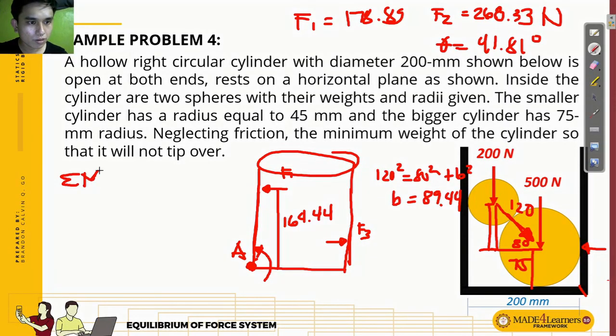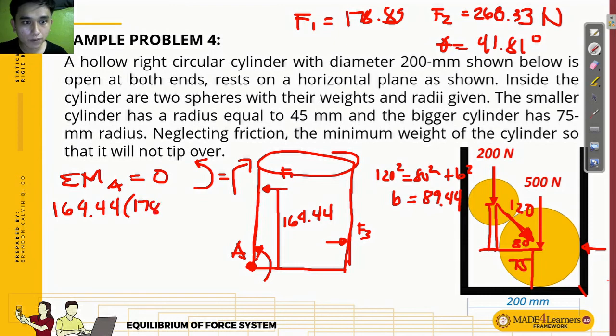Okay, summation of moment at A is equal to 0. So, naa tay counterclockwise. And then, ang clockwise niya, naa siyang F3. So, ang counterclockwise ani, class, which is 164.44, then naa siyang distance, no? Times yung force, F1, 178.89. Equals, kato ng clockwise. F3, same gihapon, 178.89 times yung moment arm, pila distance ani, kani siya. That is 75. So, times 75.